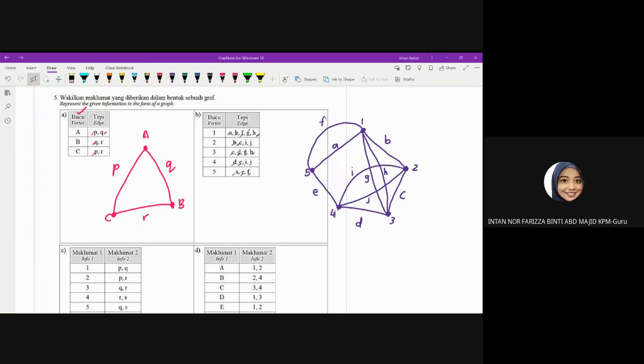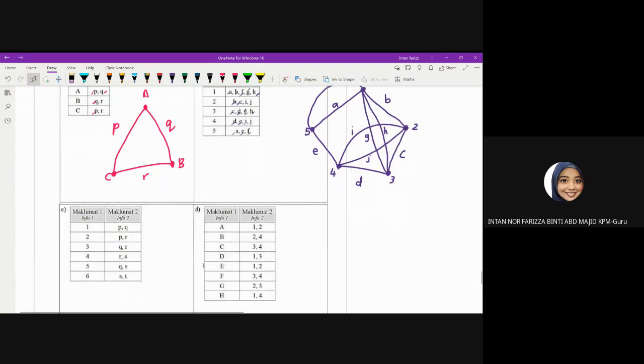Okay, jom kita tengok C. So let's look at table C. Look at the column here. First column, it is info 1. Column 2, it is info 2. So dia tak mention which one is the vertex, which one is the edge. So how to do? We don't know which is which. So sekarang ni, most of the students, they akan assume that 1, 2, 3, 4, 5, 6 are the vertices.